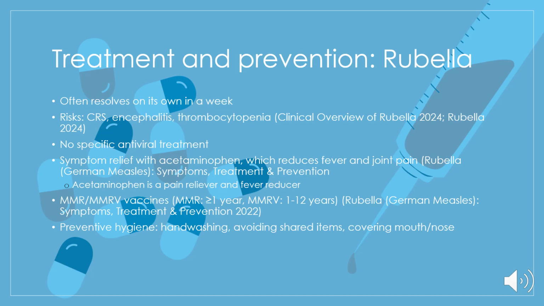Treatment and prevention of rubella. It often resolves on its own within a week. Some risks are CRS, encephalitis, and thrombocytopenia. There's no specific antiviral treatment. However, symptom relief with acetaminophen, which reduces fever and joint pain. Acetaminophen is a pain reliever and a fever reducer.